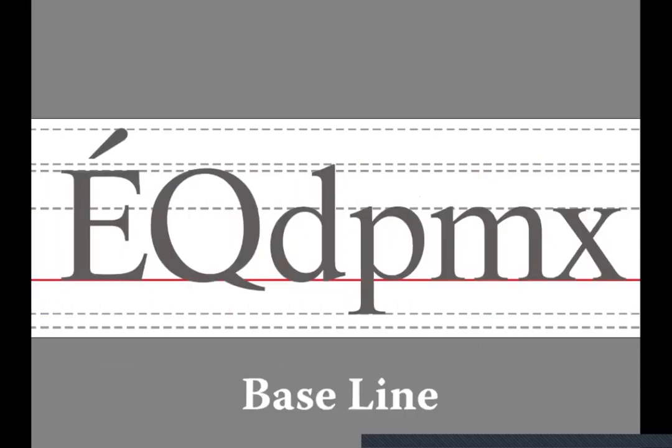Baseline is the line that all of the type sits on. Think of it as the ground, and the letters grow up from the ground, or they grow up from the baseline, and some of them go below the baseline. So it's like this is a tree, but this one has roots. It's not a perfect analogy, but you get the idea.